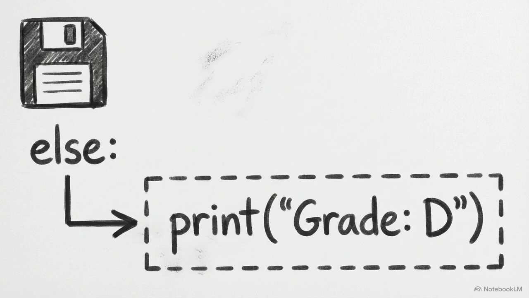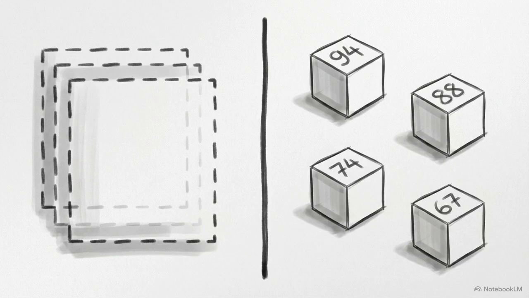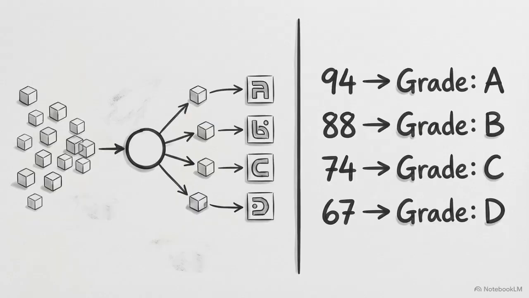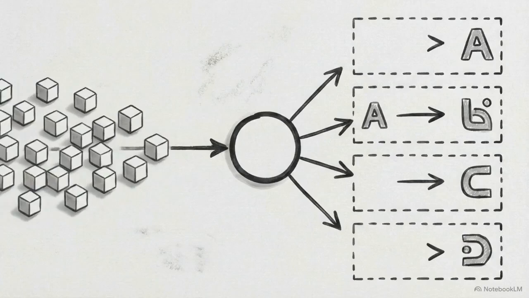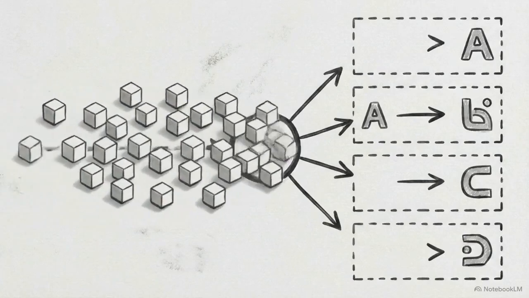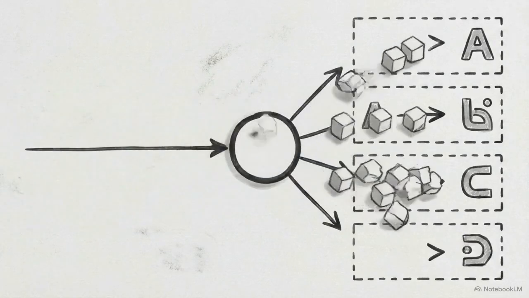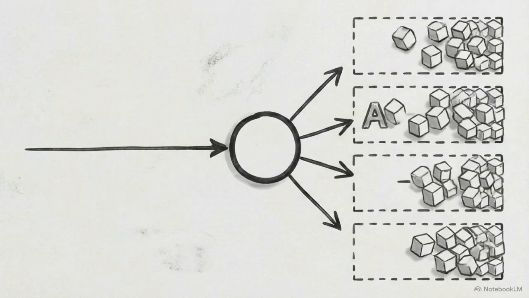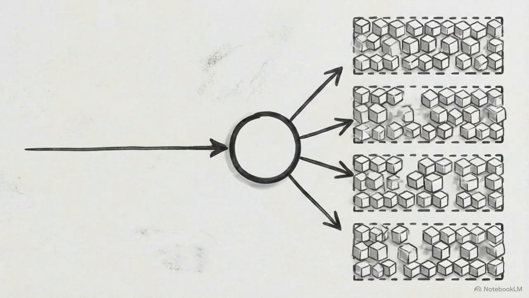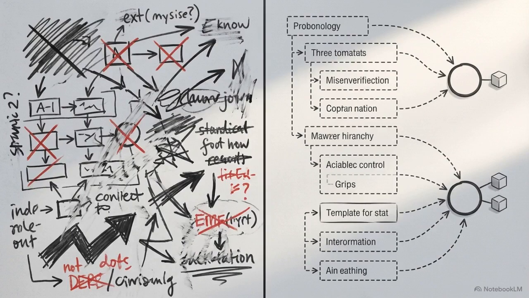Your script is now complete, so save your work. Run the file in your terminal and test these 4 scores, 94, 88, 74, and 67. The output should match our A, B, C, and D rubric exactly. By combining if, elif, and else, we've built an impenetrable logic tree. Any valid numerical input is now automatically sorted with total precision. You have successfully translated a human grading rubric into a machine-readable script.